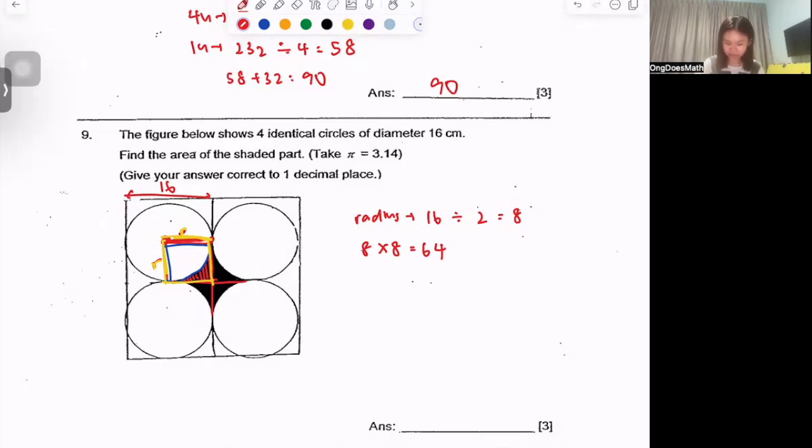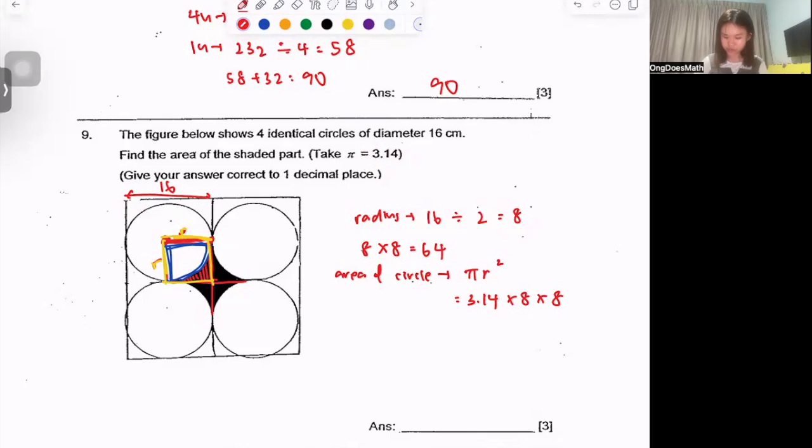Now let's find the blue quadrant. What does a quadrant mean? Quadrant just means 1/4 of a full circle, right? So we can take it step by step. We can just find the area of the circle first. And can you recall what's the formula? It is pi r square. So pi, we have to take it to be 3.14 in this question. Radius, we found it to be 8, right? So times 8 times 8.